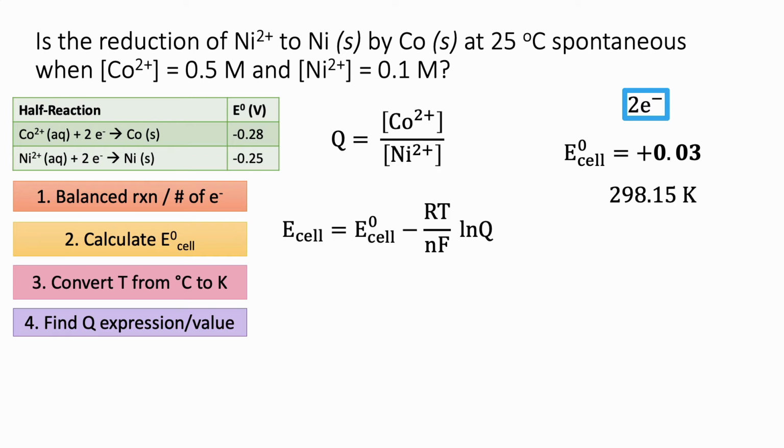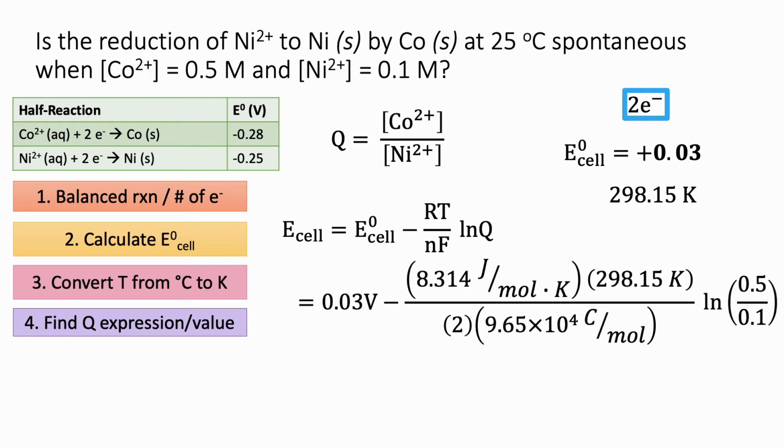Basically, let's plug in our 0.03 for our standard cell potential. R is going to be our gas constant, 8.314 joules per mole Kelvin. We've got our temperature. We've got our number of electrons exchanged, 2. And we have Faraday's constant, 96,500 coulombs per mole. And then the natural log of our Q, which is going to be our cobalt 2+ divided by nickel 2+. So there's all that. You can see I've plugged in everything, including the concentrations of cobalt and nickel, 0.5 and 0.1.